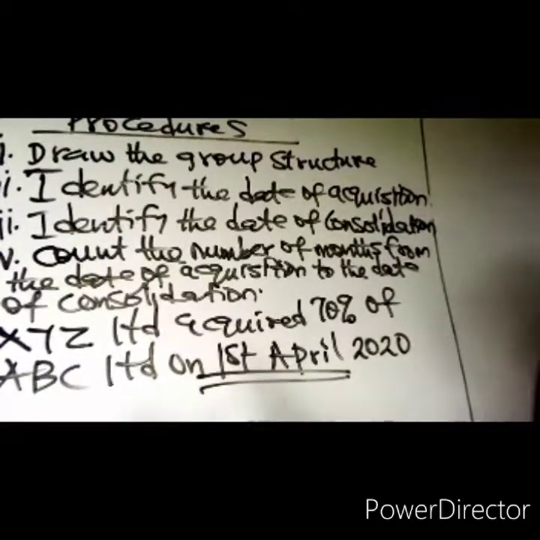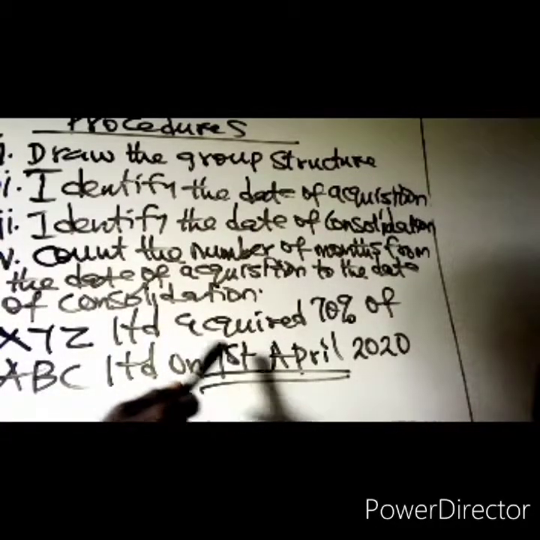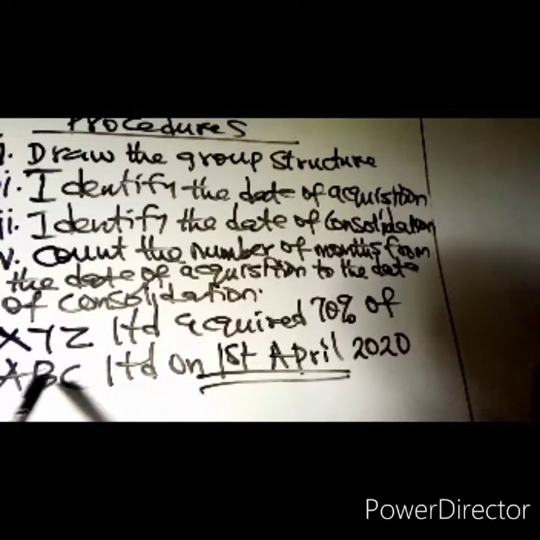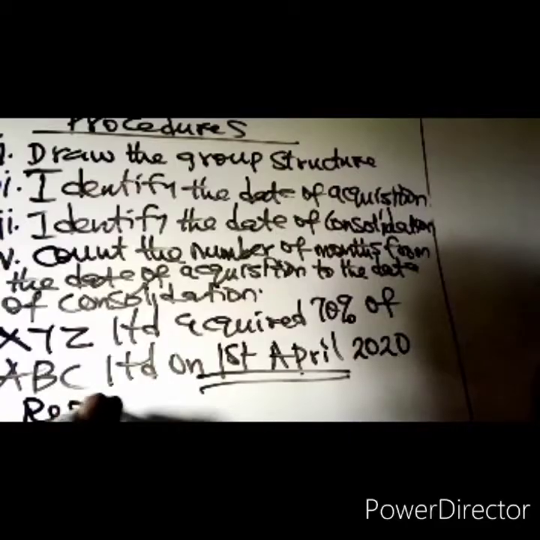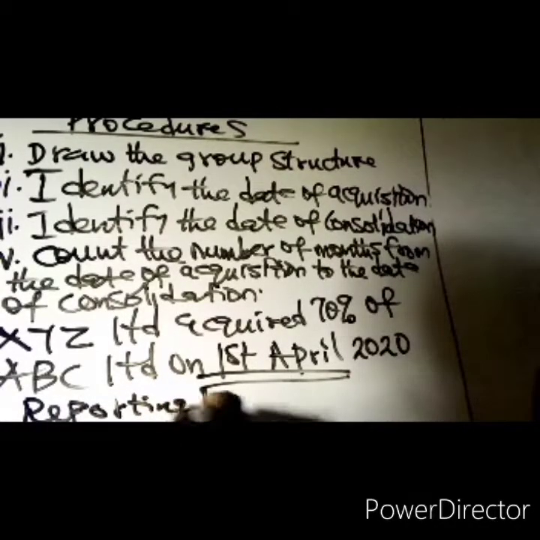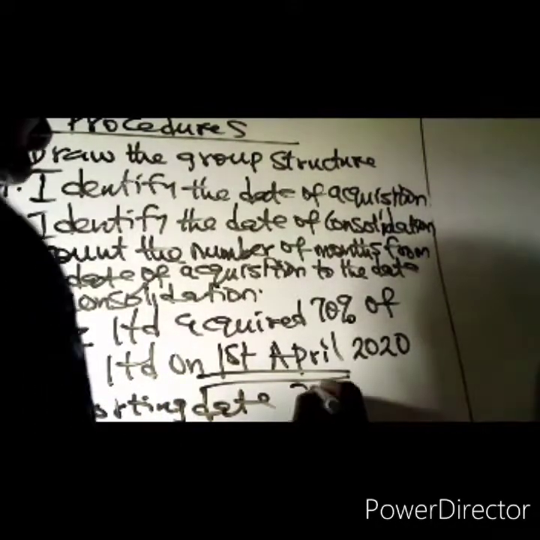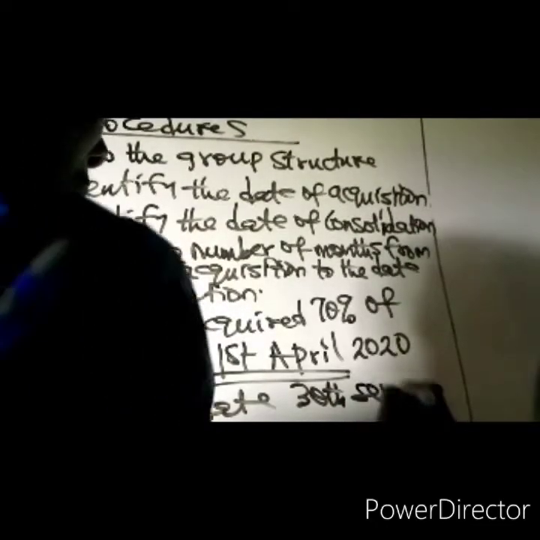So for that purpose, you know the date of acquisition of ABC Limited by XYZ is 1st of April. And you may be given the reporting date. I'm telling you that the reporting date is the date of consolidation. Let's assume it is 30th September.